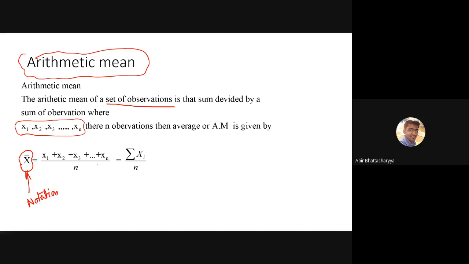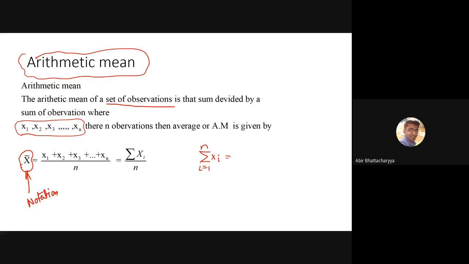It can be given as the summation. First, I will add all those x1, x2 up to xn, and we will divide it by n. So we can write the summation of xi. I hope all of you know what is the meaning of summation of xi. It can be written as i equals 1 to n.